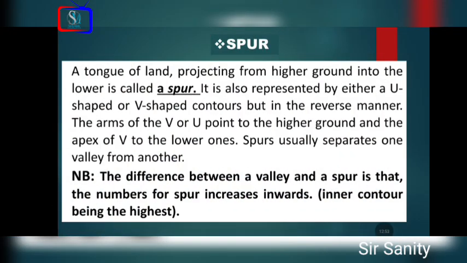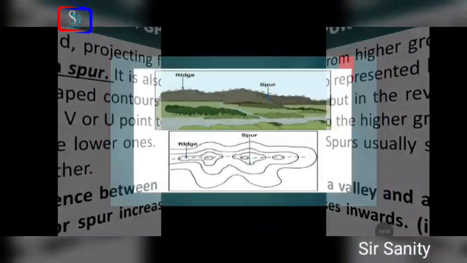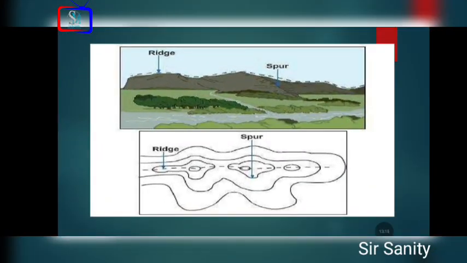Now when you talk about a spur, it is a tongue of land projecting from higher ground into the lower ground. That's the spur. The difference between the spur and the valley is what I said, that the numbers for a spur increase inwards, while for a valley they decrease inwards. So that's the difference between a spur and a valley. So here is a spur. You see where the land here is projected outwards.